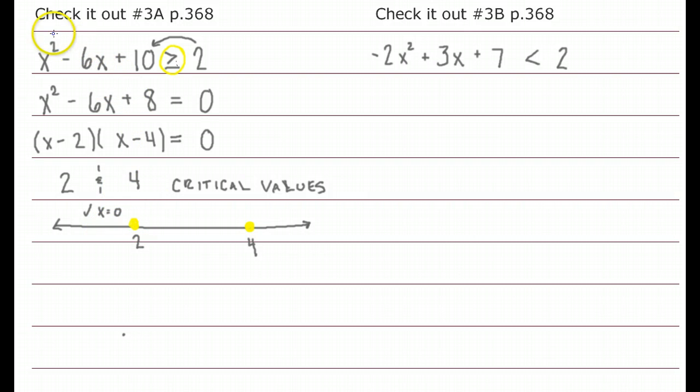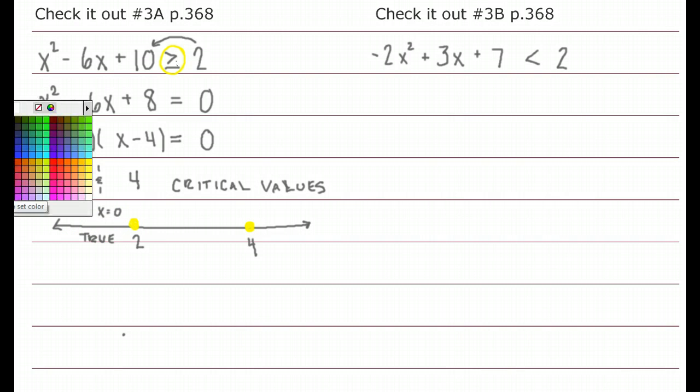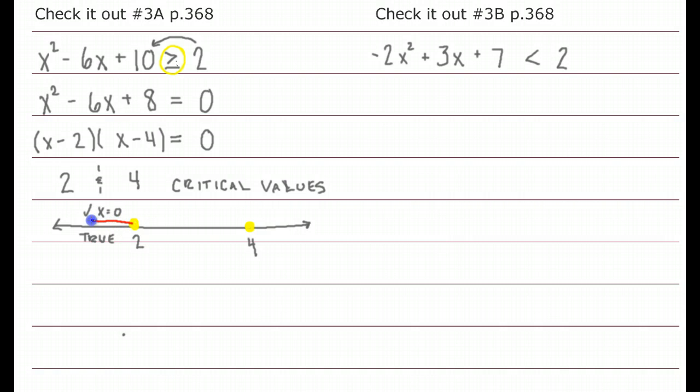So let's put a 0 in for x. So if I put a 0 up here in for x, that means I would have 0 squared minus 6 times 0, which is 0, plus 10. So basically it's 10 greater than or equal to 2. So when I put that x equals 0 into the original inequality, it was true. So what that tells me is that all the values less than 2 are part of my solution. So if I get another color here, my solution includes all of the values. Any value smaller than or equal to 2 will make this inequality true, including 2 because we have inclusion up here.